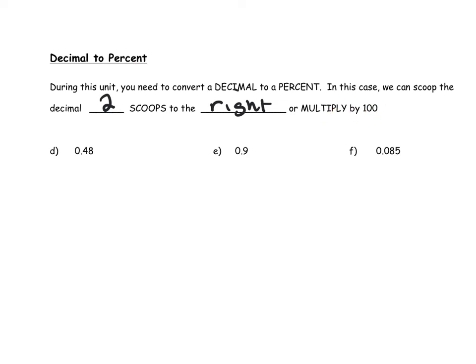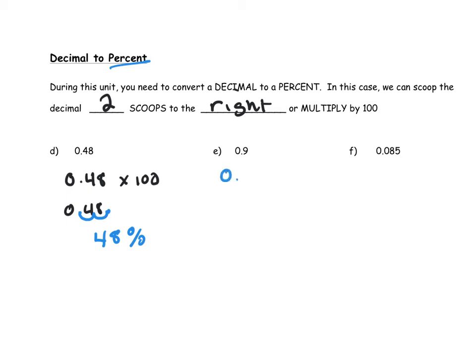So this is what this would look like. We'd take 0.48, or 0 and 48 hundredths, and either multiply by 100, or the second choice is to take that decimal and move it 1, 2 scoops. Now when we do that, we're going to get 48, but we also have to recall we're changing it to a percent, so we need the percent sign.